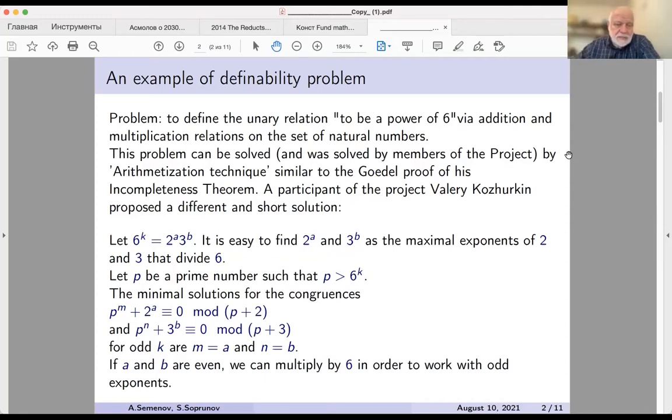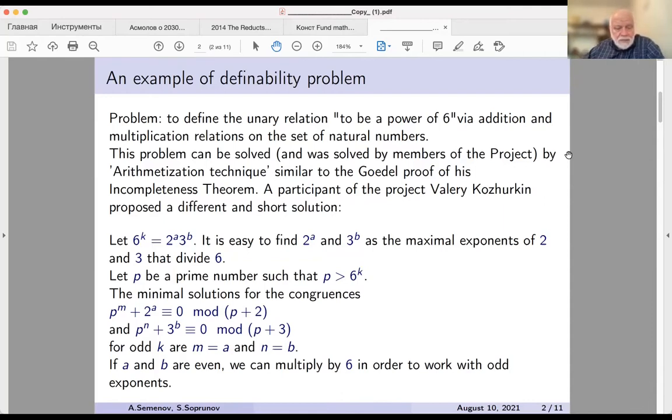So let 6 to the power k equal 2 to the a times 3 to the b. We would like to describe in arithmetics what it means that a equals b. It's easy, of course, to find 2 to the a and 3 to the b through 6 and k. Naturally, they are the maximal powers of 2 and of 3 that divide 6 to the k. Okay, that's clear. Of course, I'm not going to write formal formulas in arithmetics. I hope if you listen to this and see the screen, you can easily reconstruct the formulas.